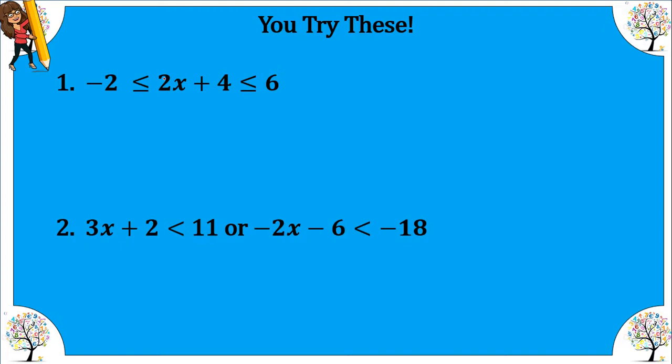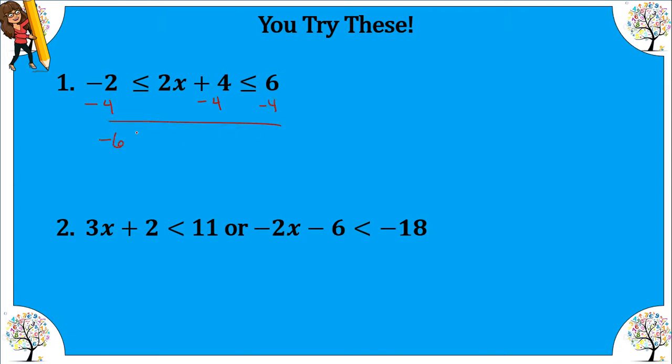Okay, pause the video, and when we come back, we will do these together. Okay, guys, on this one, I'm going to show you how you can solve it just here, instead of breaking it down into two separate ones. But again, you can break it down into -2 is less than or equal to 2x + 4, and 2x + 4 is less than or equal to 6. So I'm going to subtract 4 here and here as well.